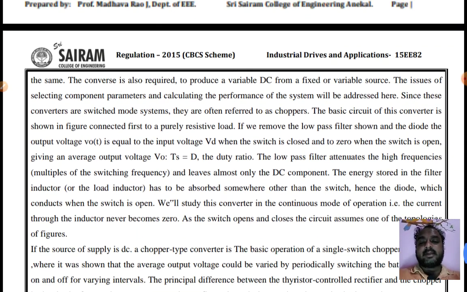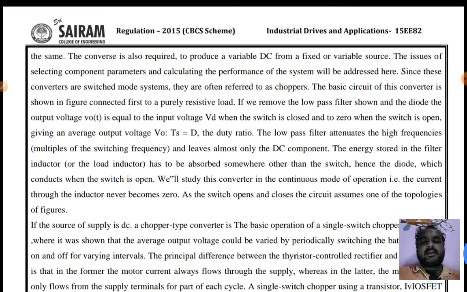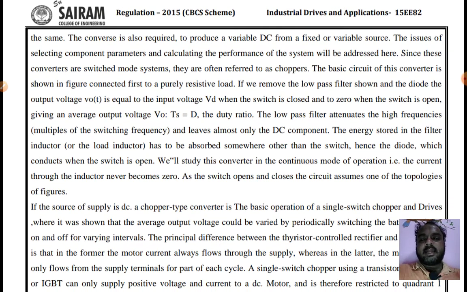The conversion is also required to produce a variable DC from a fixed or variable source. The issue of selecting component parameters and calculating the performance of the system will be addressed here. So we will see the performance calculation of the chopper drives. Since these converters are switched mode systems, they are often referred to as choppers. The basic circuit of this converter is shown in the figure.